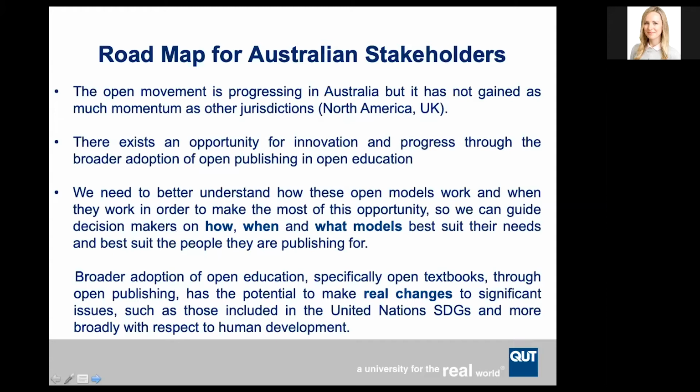So for me, there exists an opportunity for innovation and progress through the broader adoption of open publishing, not just for textbooks, but in open education in general. And we need to better understand how these models work so we can really harness that opportunity, and so we can guide these decision makers on how, when, and what model best suits their needs and best suits the people they're publishing for. Essentially, broader adoption of open education resources has significant potential to affect real change in the world. And I'm hoping that if we can really harness it, we might be able to help achieve some of the sustainable development goals and improve access globally.